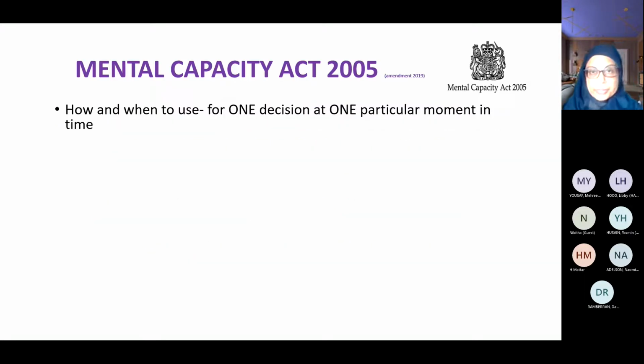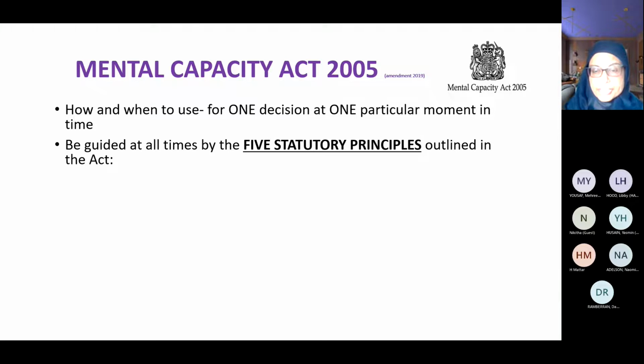So I'm just going to quickly revise that with you. The thing is that we don't do it on a regular basis, so we do forget. According to the Mental Capacity Act, we use it for one decision at one particular moment in time. And there are 5 statutory principles. I was wondering, shall I be mean to you and see if you can remember any of the statutory principles? If you can, pop them into the chat just now. I'll give you 10, 15 seconds. Can anybody remember any of the 5 statutory principles? If you want to, or just have a think yourself and see if you can remember them.